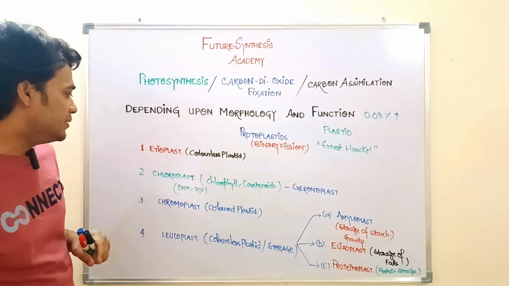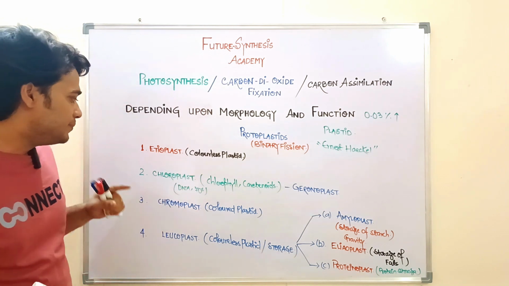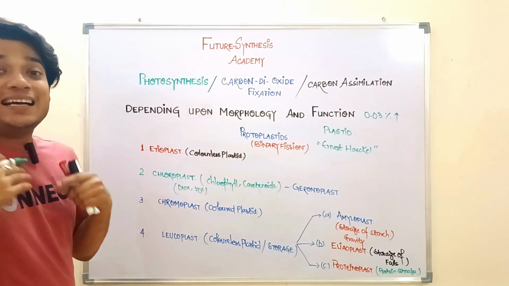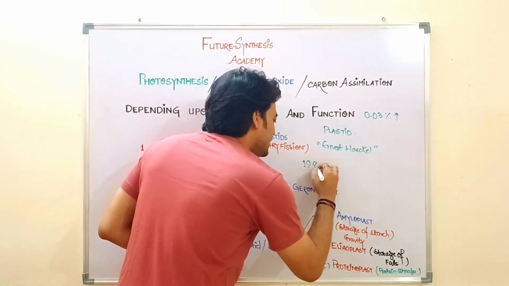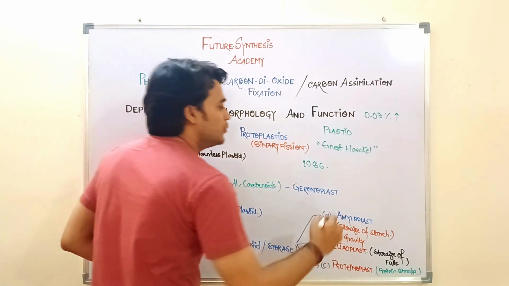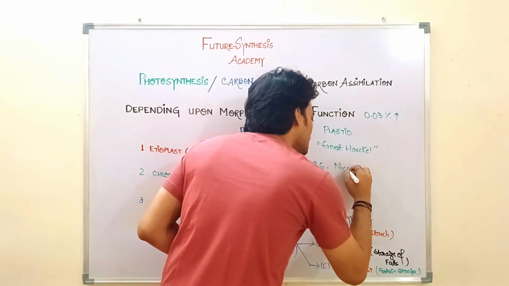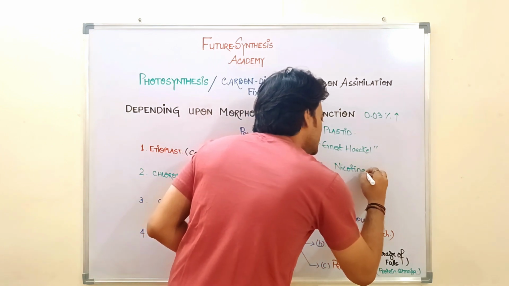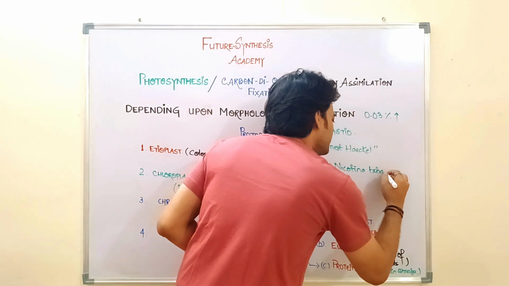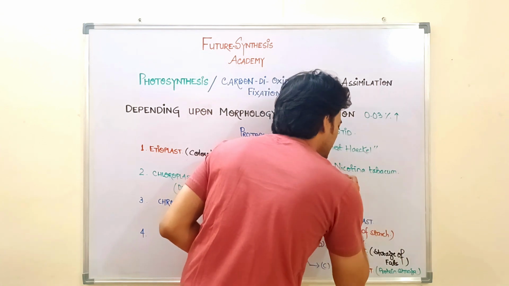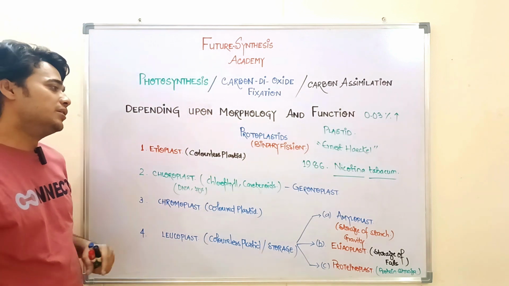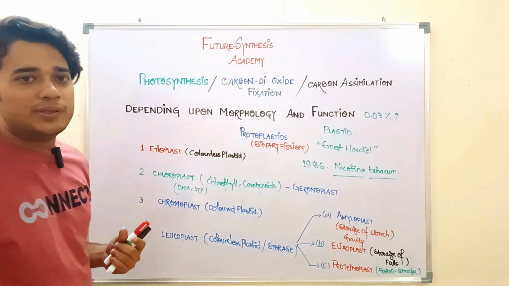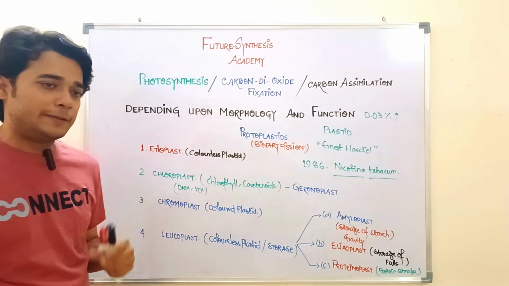Now the entire genome sequence of the chloroplast DNA was completed in 1986, and it was of Nicotiana tobacco. This was the plant whose chloroplast genetic sequence was wholly completed.